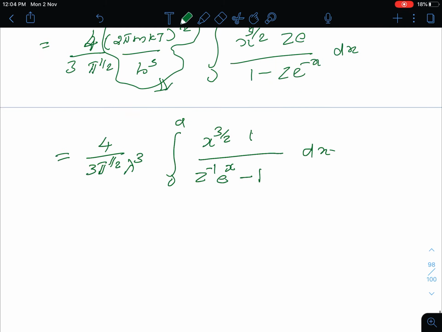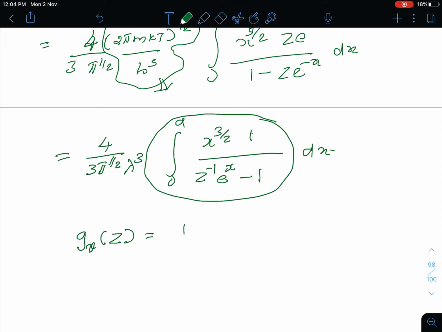Good. Now, Einstein has defined this as the Bose-Einstein function, this integral being solved by Einstein, and it's called the Bose-Einstein function. And we know the Bose-Einstein function is g nu of z is equal to 1 by gamma of nu, integral 0 to infinity x raised to nu minus 1 dx divided by z raised to minus 1 e raised to x minus 1.